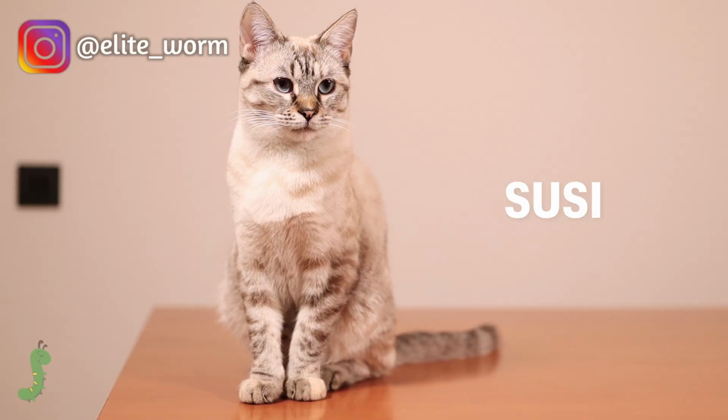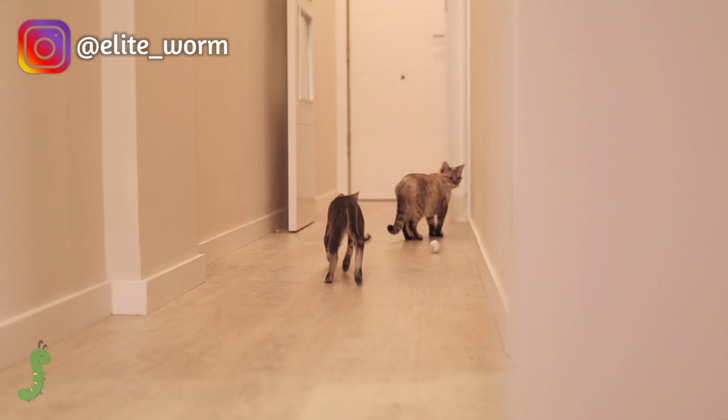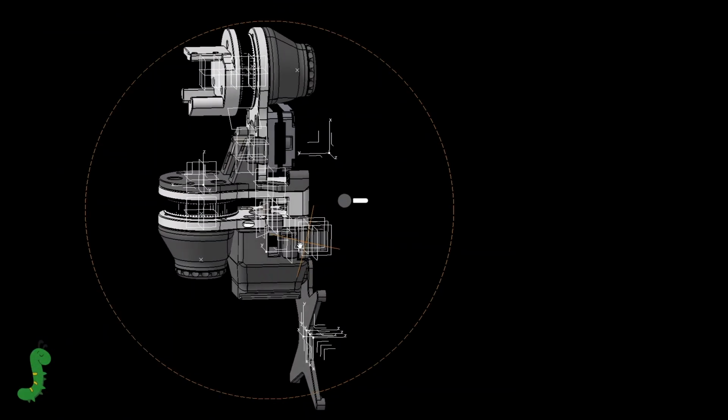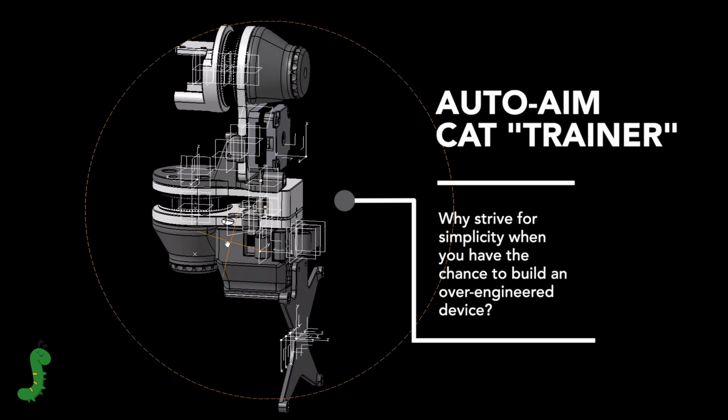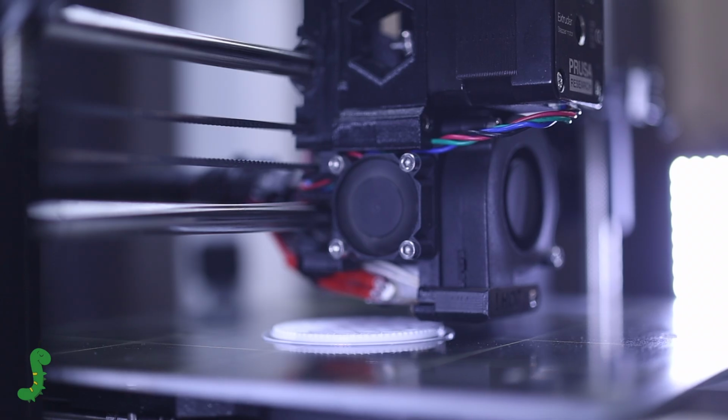This is Kim, and this is Susie, my brother's cats. One of them is bad, and the other one is even worse. They like to jump into restricted areas all the time, so I've designed an auto-aim water sprayer to hopefully change our minds. Something like this, but pressurized and automatic.